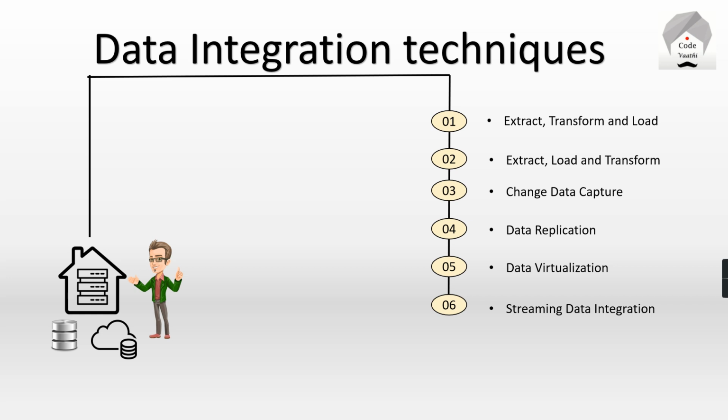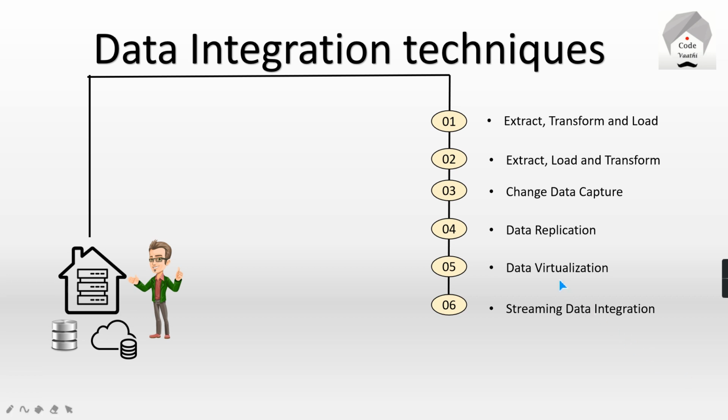Next is change data capture. In this, the data changes are identified in the databases in real time and applied to the data warehouse and other repositories. And next is data replication. In data replication, the data under one database is replicated to other databases to keep the information synchronized for operational uses and for backup purposes.